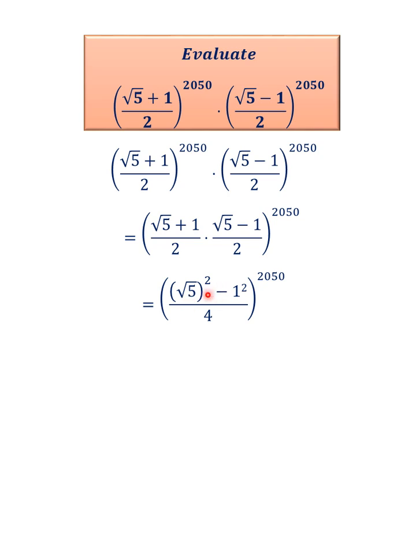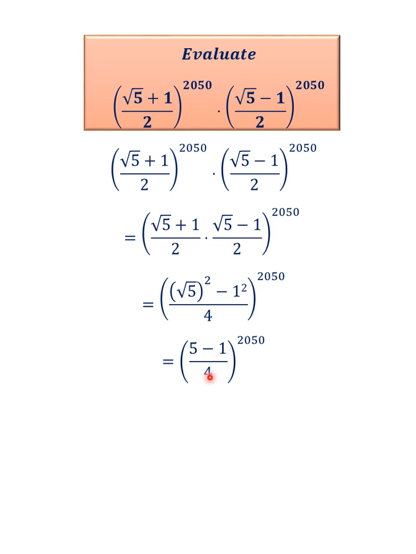The work is getting simpler now because this square here will cancel out the square root and you'll be left with 5. So this becomes 5 minus 1 over 4. Of course, the square of 1 is 1. Everything is raised to the power 2050. Take note of that. 5 minus 1 is 4.